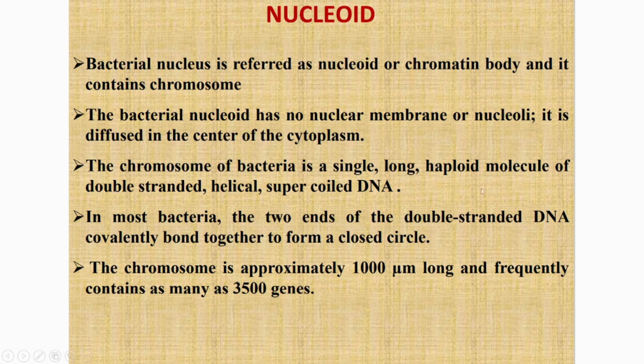long haploid molecule of double-stranded helical supercoiled DNA. In most bacteria, the two ends of the double-stranded DNA are covalently bound together to form a closed circle, which means one end of the DNA and the other end are connected with a covalent bond to form a closed structure. The chromosome is approximately 1000 micrometers long and frequently contains as many as 3500 genes.